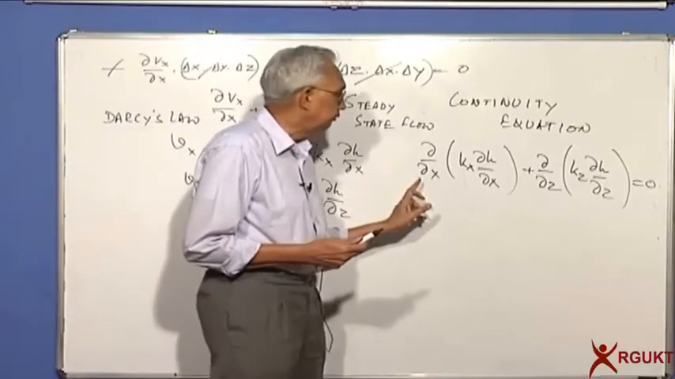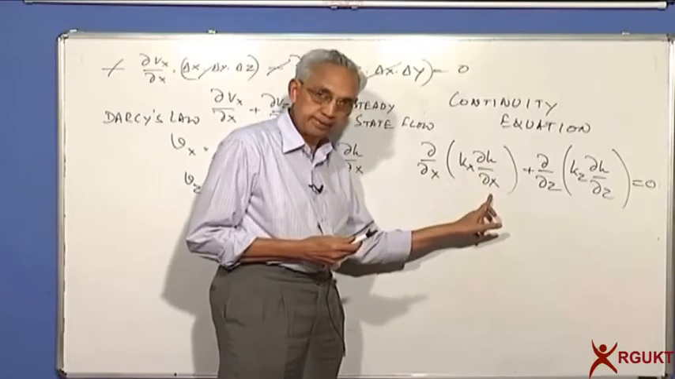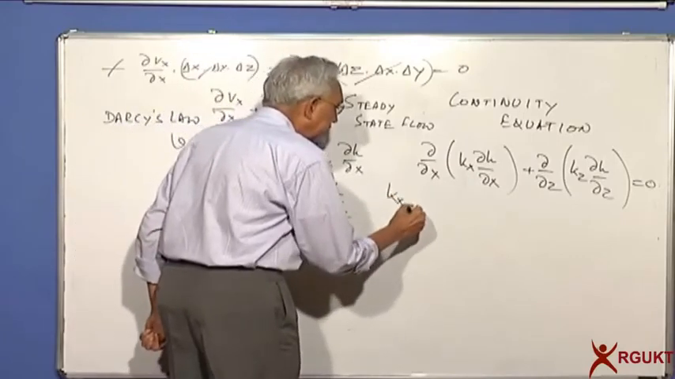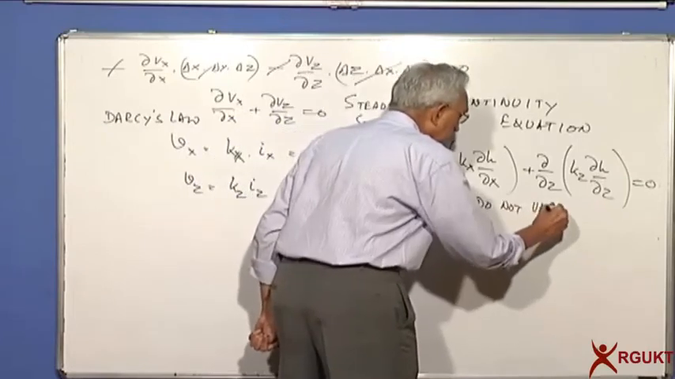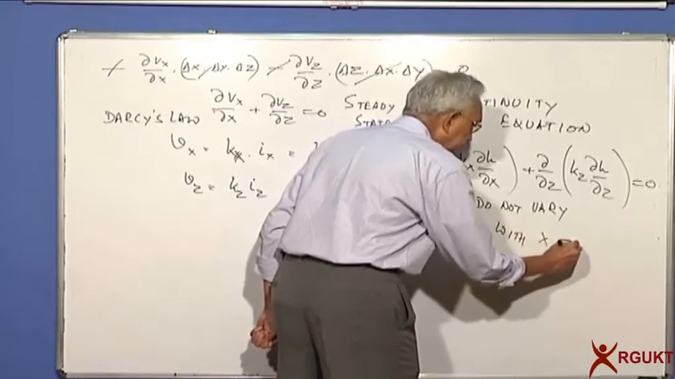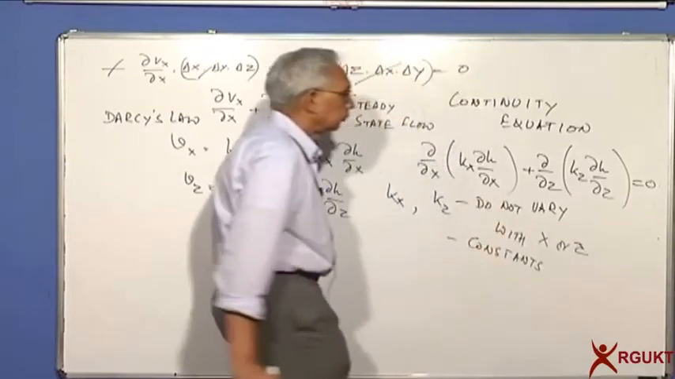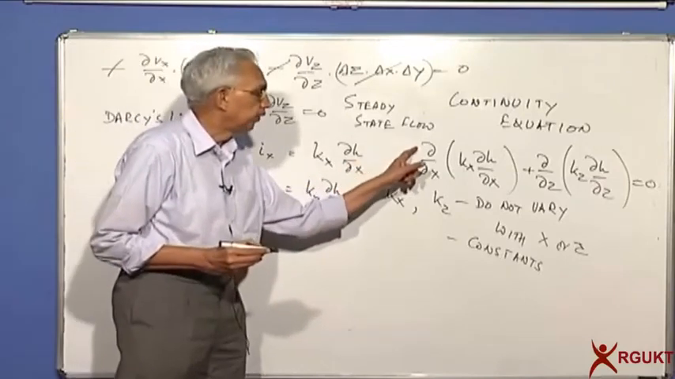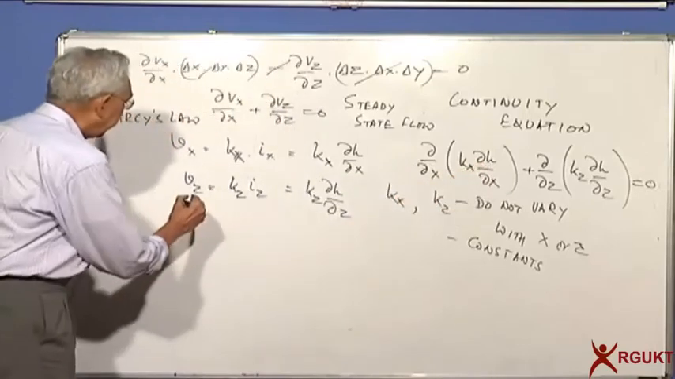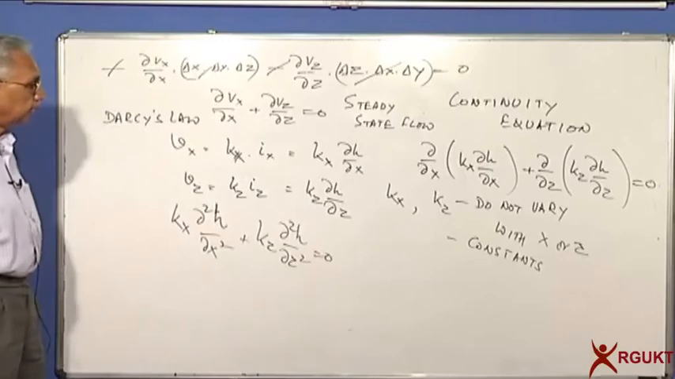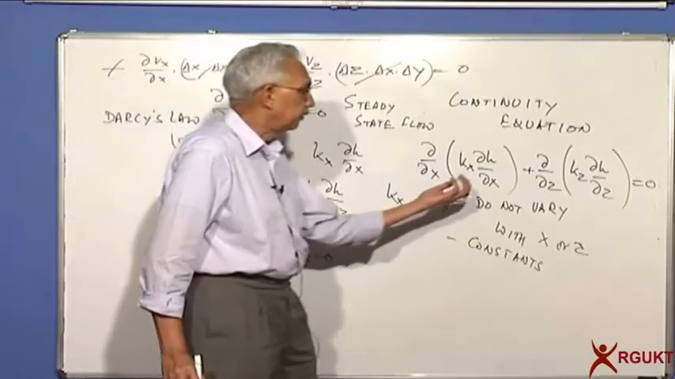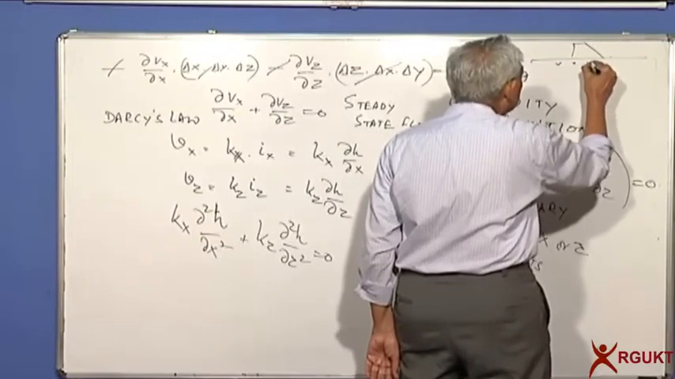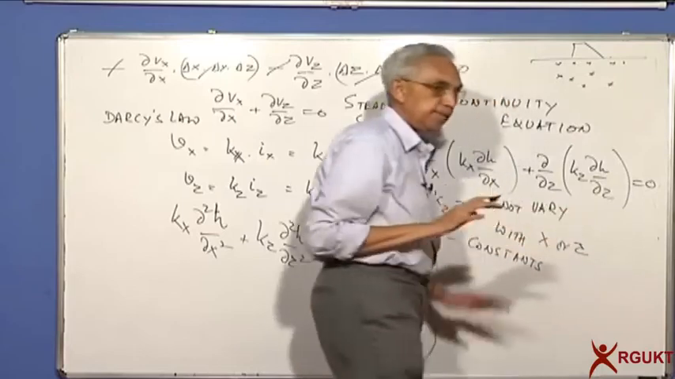So I have derivative with respect to x of k into derivative with respect to x of the head, similarly in the z direction. If kx and kz do not vary with x or z, that means they are constants. If they are constants, can I take them out of the derivative? I can write it as kx, and now I'll have the second derivative, because kx and kz are not dependent on x or z. I have a soil medium here and I have built a dam. So whether I determine permeability here, anywhere, the values are the same in either direction.